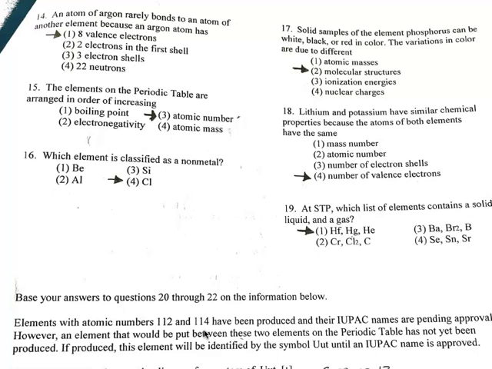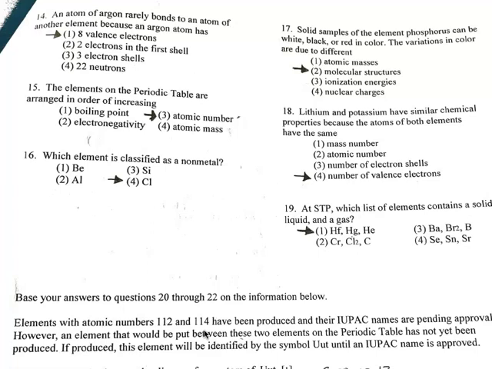At standard temperature and pressure, which list of elements contains a solid, liquid, and gas? First of all, there's only 2 liquids on the periodic table. That would be mercury and bromine. So that means your middle choice has to be mercury or bromine. So that's either choice 1 or choice 3.